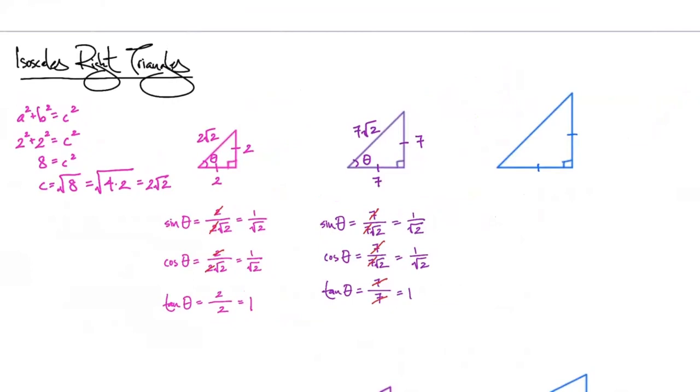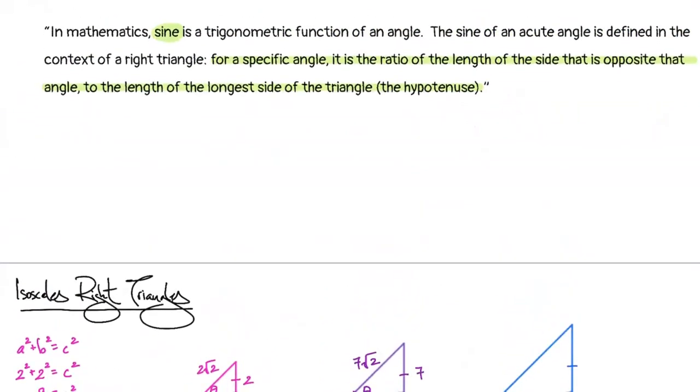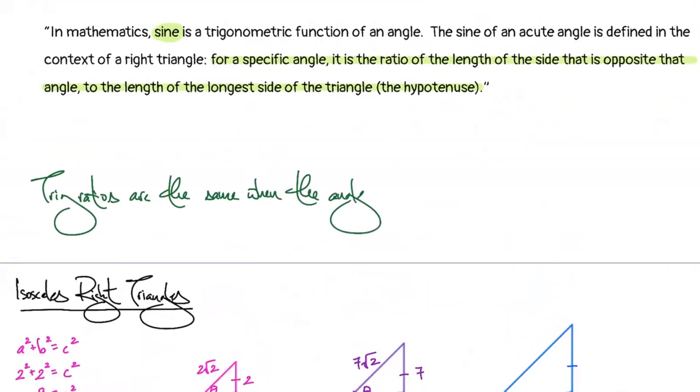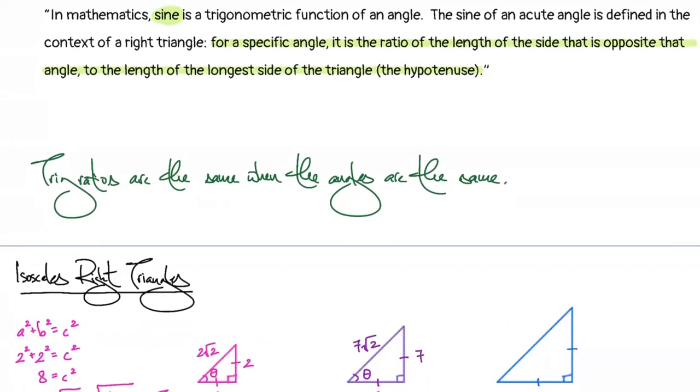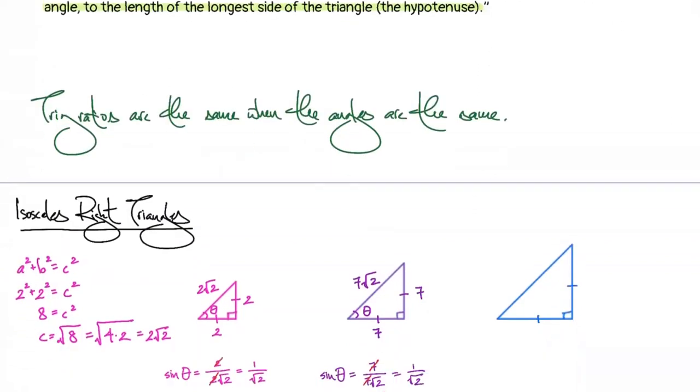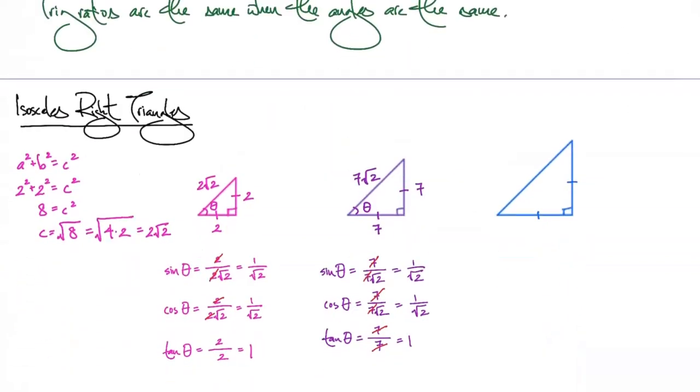Okay. That is what you just said is so important. I want to write that down. Let me find a good place to write it. Trig ratios are the same when the angles are the same. Okay. Trig ratios are the same when the angle measures are the same. Okay.